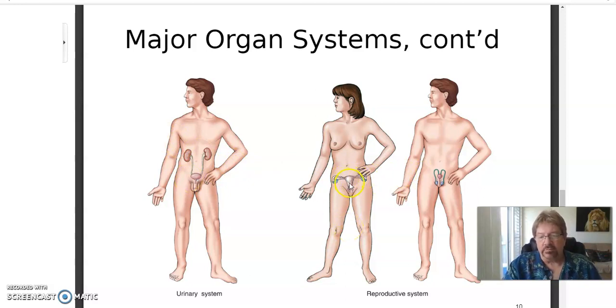The reproductive system is in the male and female. In the female, here's the uterus, the ovaries, the oviducts, also known as fallopian tubes, that conduct the eggs into the uterus. Here's the vaginal canal. In the male, I guess that's the prostate gland there, the testes and the seminiferous tubules, vas deferens.